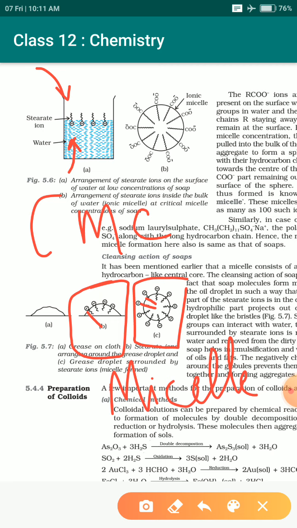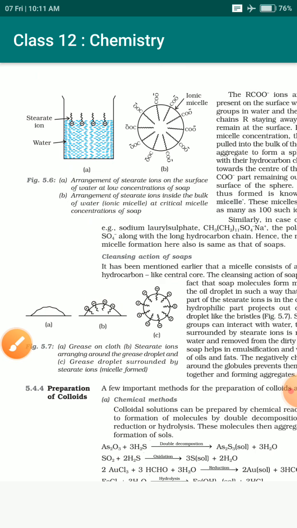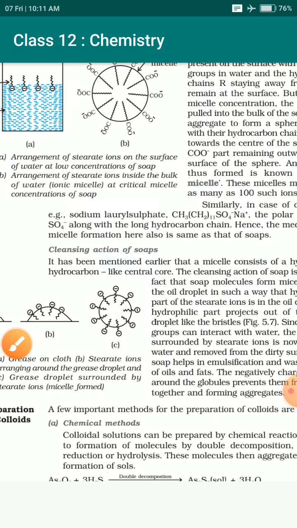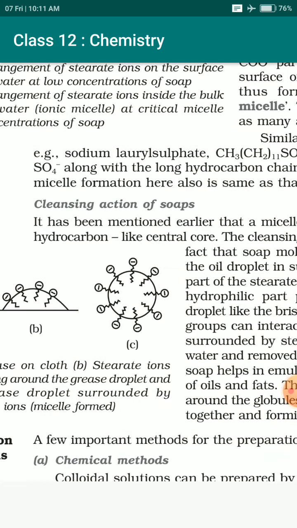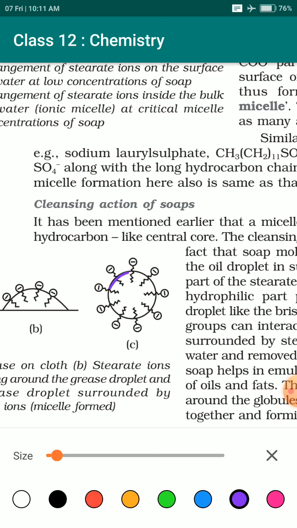Okay, it is completely surrounded by the micelle. This is the dirt which you are seeing here. This is the stearate ion, RCOO minus structure. That is what you are seeing here, which has this R part facing into the dirt, and the COO minus part facing outside the structure.